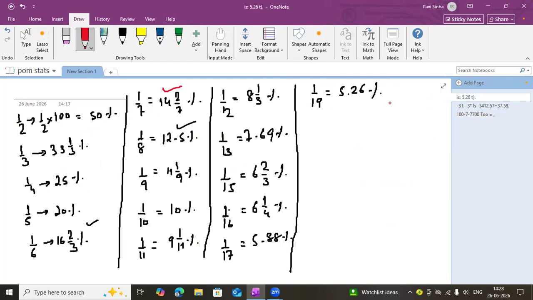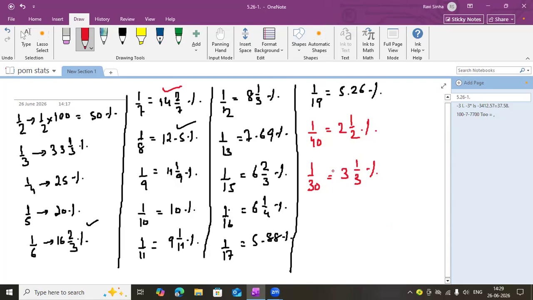We need to remember a few more fractions. For example, 1 by 40 is nothing but 2 1 by 2%. 1 by 30 is nothing but 3 1 by 3%. These are not many values, just 15 to 20 values which you need to remember. And if we are able to remember these values, calculations become very easy. So I would recommend you to memorize these values by heart and then proceed with the given problems.